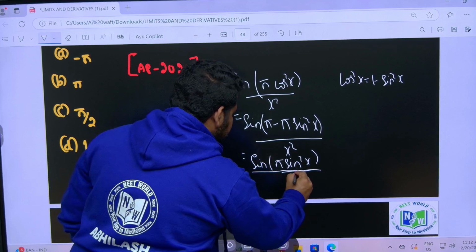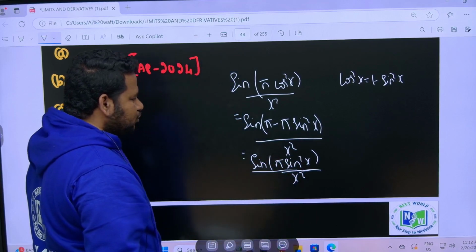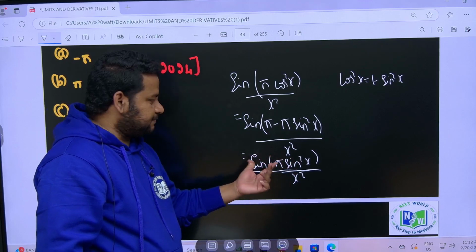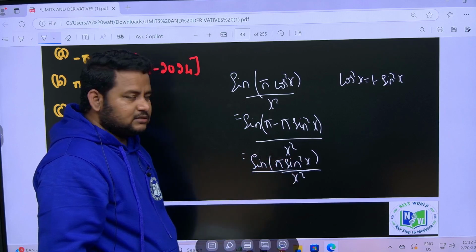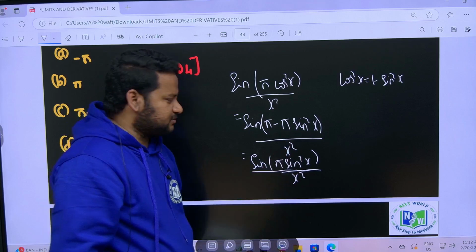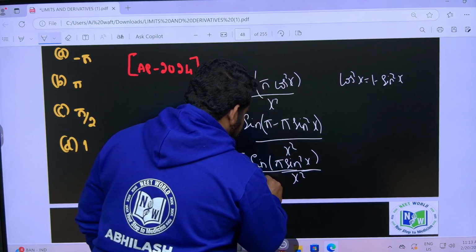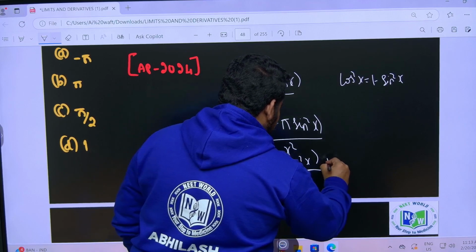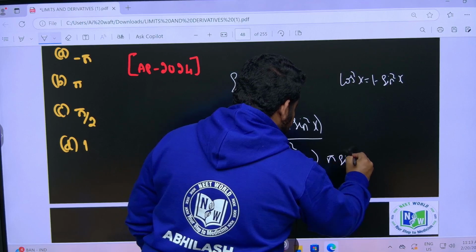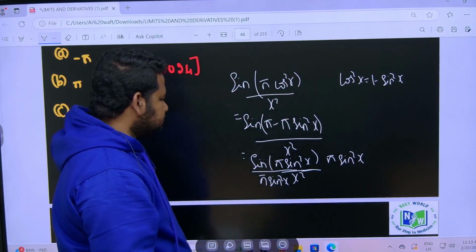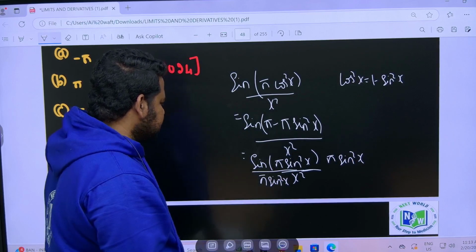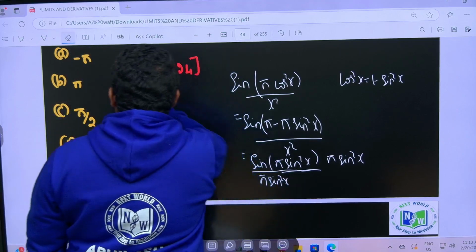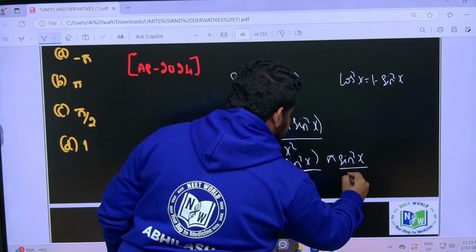But here I have pi sin square x inside. I want to make it limit sin x by x, but inside I have pi sin square x. So I should divide and multiply by pi sin square x. I'll divide by pi sin square x here, and here I'll write pi sin square x. Divide and multiply by pi sin square x. Now this x square, let me write it here, sin square x.